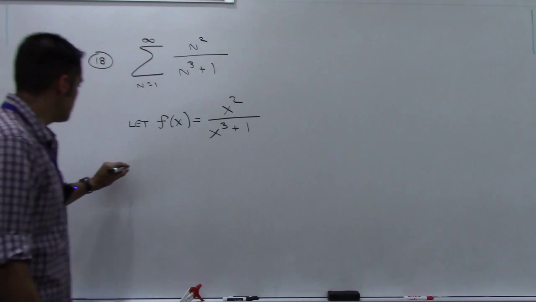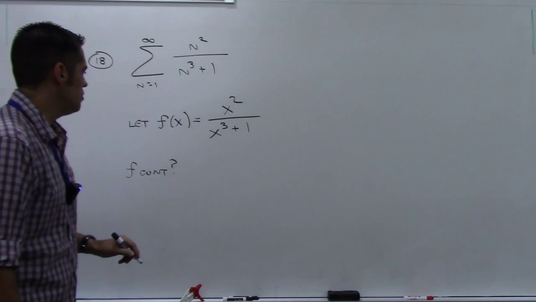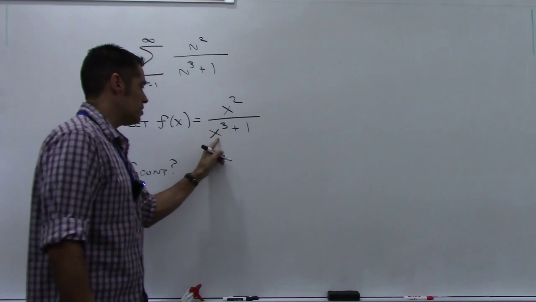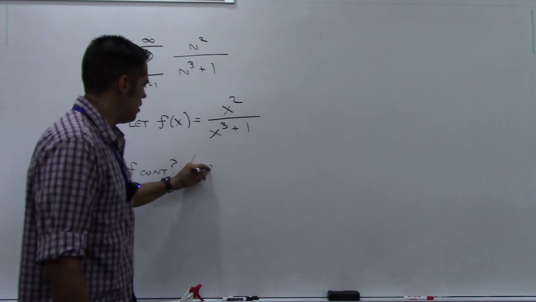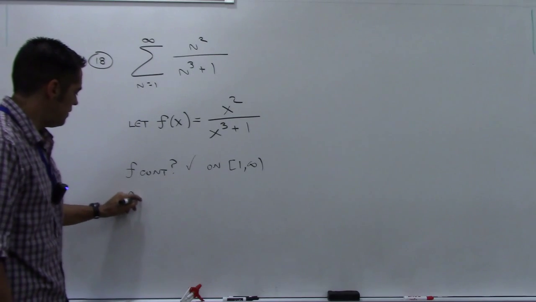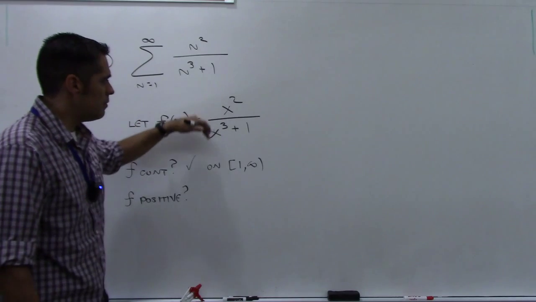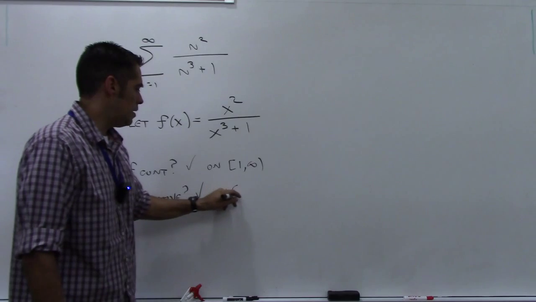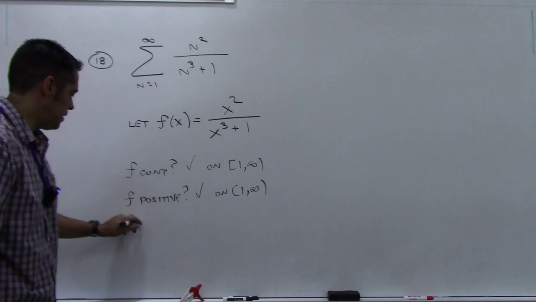The problem is that I have to show f is continuous. Is that true? Well, continuous function over continuous function. Yes, the only time the bottom can be 0 is if x is negative 1, but that's not where we're looking. So this is a continuous function on the interval 1 to infinity, that's fine. Is f positive? Well, that's a positive number over a positive number as long as x is bigger than or equal to 1. So yes, on 1 to infinity it is. And then the next thing is, is f decreasing?